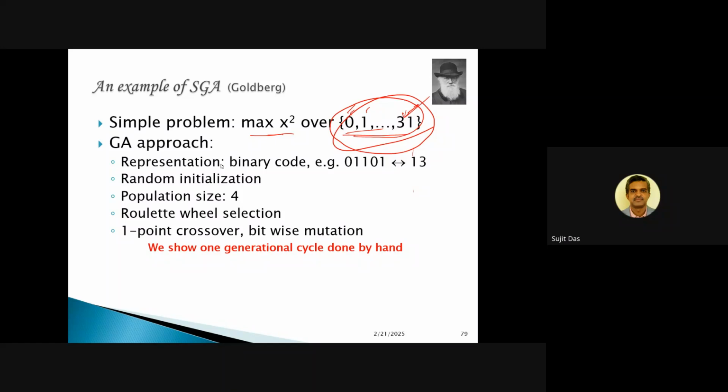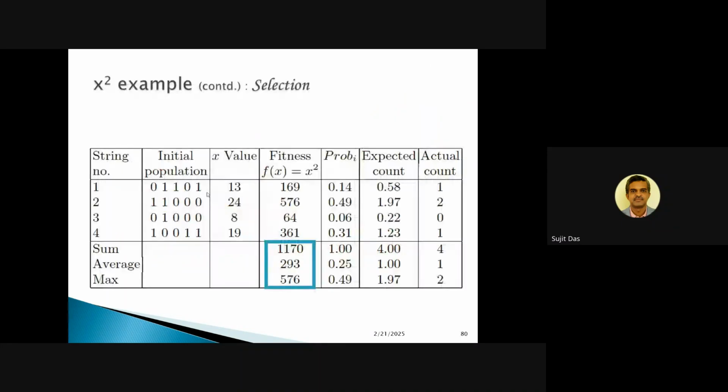For representation, we are using binary representations. This is a binary digit, and this is the decimal equivalent of this binary number. We are using random initialization, population size 4, probability-based selection, and 1-point crossover. We are taking population size 4, that means in one population, 4 solutions will be there. Let us see. Now check. Randomly we are selecting the initial population, and it is a binary encoding format.